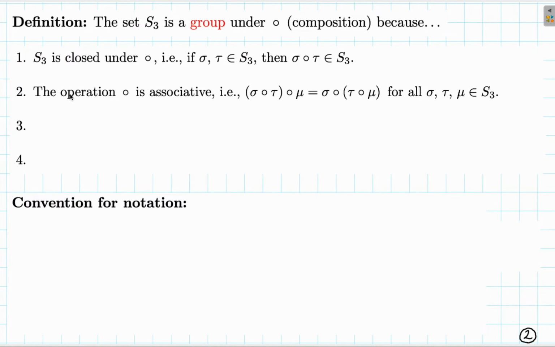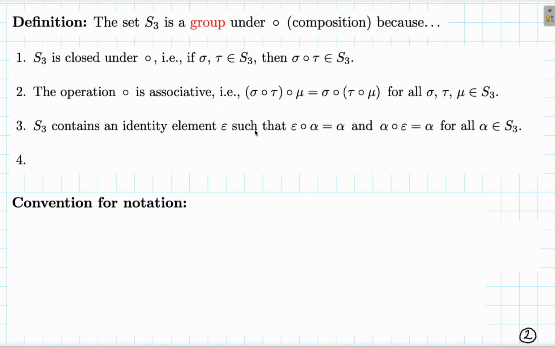Second is associativity. The operation of composition is associative, meaning we can regroup or move parentheses around when multiplying or composing 3 or more elements. Notice here that the order in which these 3 elements are listed, sigma, tau, mu, is the same on both sides of this equality. It's just that we can move parentheses around or regroup them in any way that we like without changing the outcome.